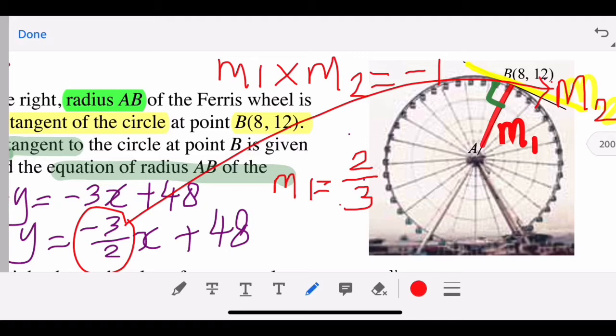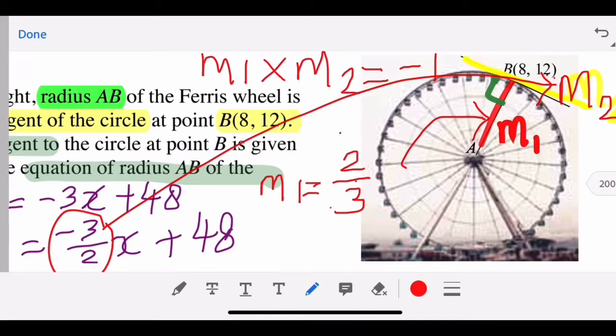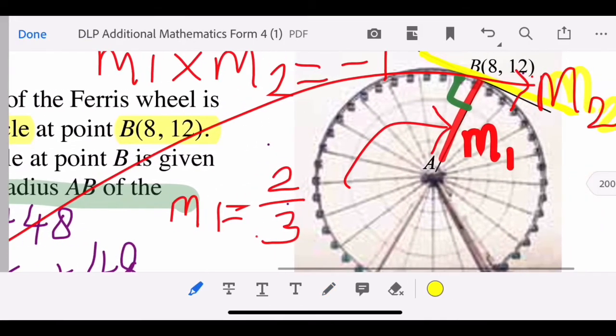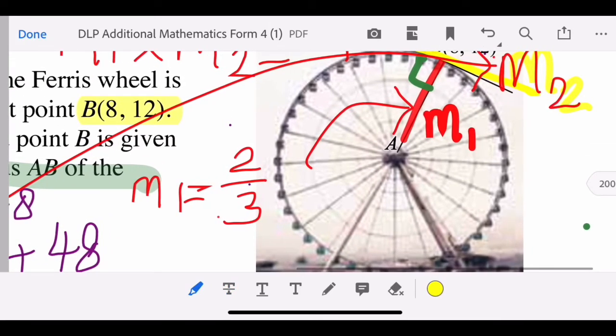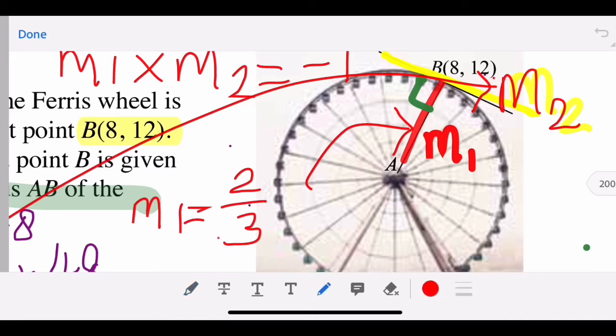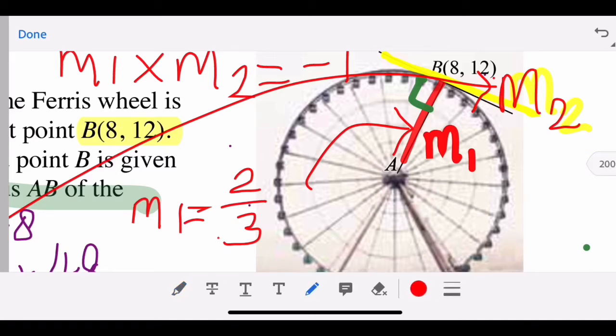So hence we can substitute into the M2, then we can find the M1. Okay, so the M1 is the gradient for the radius, so it's unknown, so we write M1 times M2. M2 we have just now, we have negative 3/2, right? Okay, so from the equation that you modified just now, you got the gradient of the equation of tangent is negative 3/2. So from there we can substitute and we can find our gradient for M1.